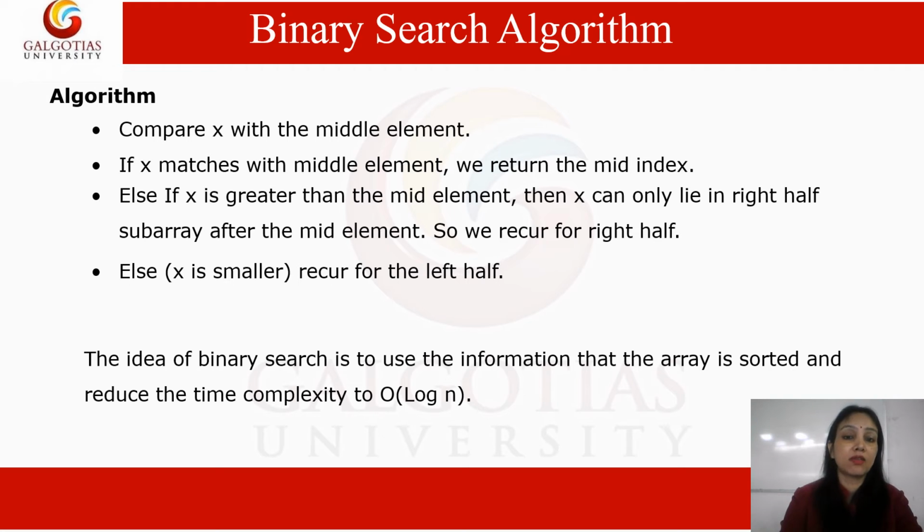Else, if x is greater than the mid element, then x can only lie in the right half, or the second half. So in the subarray after the mid element, we recur on that right half. And else, if x is smaller, then we have to search the left half. So the idea of binary search is to use the information that the array is sorted and reduce the time complexity. In place of order n, we have time complexity order log n. So obviously it takes less time compared to linear search.